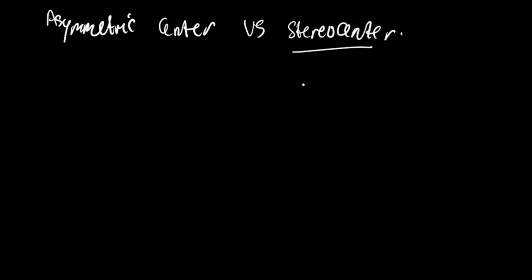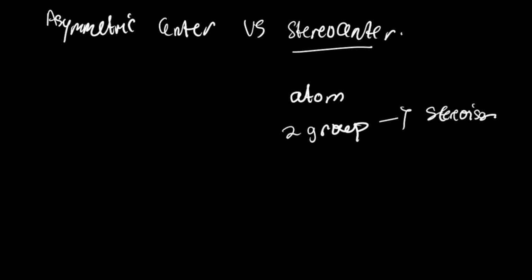A stereocenter is simply an atom at which an interchange of 2 groups causes a stereoisomer to be formed. I'll go over that again. A stereocenter is an atom at which, if 2 groups are interchanged, a stereoisomer is formed. This simply means that a stereocenter could be an asymmetric center, or it could be an sp2 carbon atom.